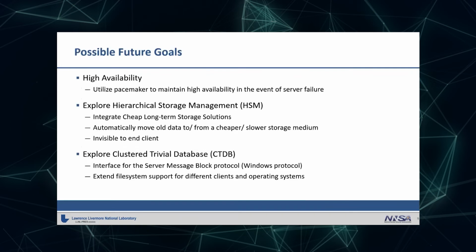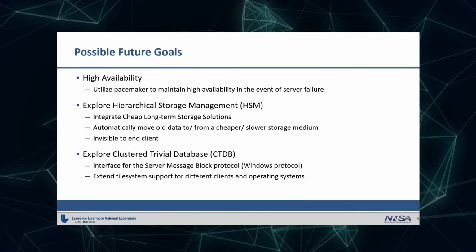All right, so some future possible goals we thought of. So we could make it have high availability. So the concept behind this is high availability is kind of done by replicating hardware or software. So in the event of a server going down, for example, another one can be switched in to manage the data so it's not lost. And we would do this utilizing the Pacemaker software.